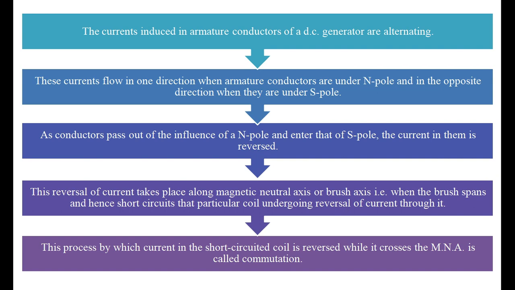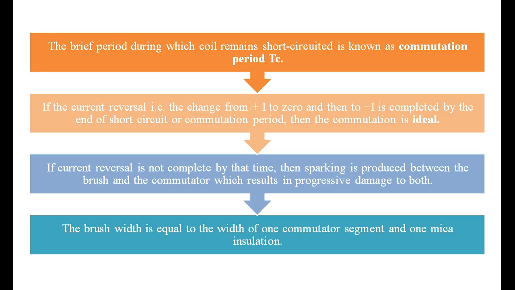This reversal of current takes place along the magnetic neutral axis, also called the brush axis. The process by which the current in the short-circuited coil is reversed while it crosses the magnetic neutral axis is called commutation. The total time taken for changing over the current from one direction to the other direction is called the commutation period, represented by TC.